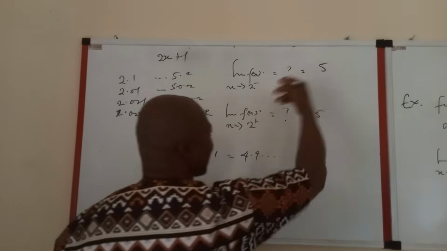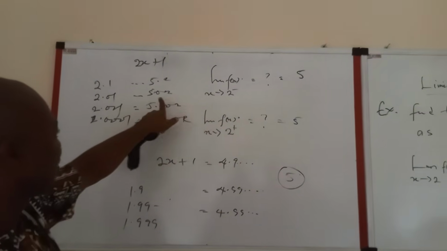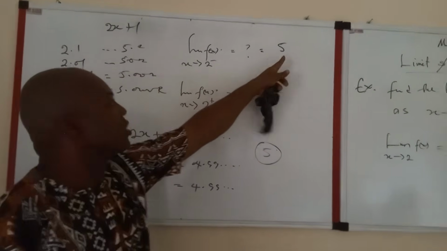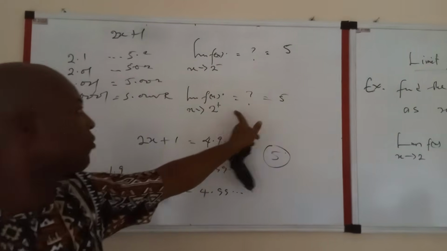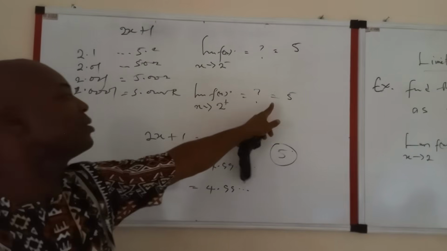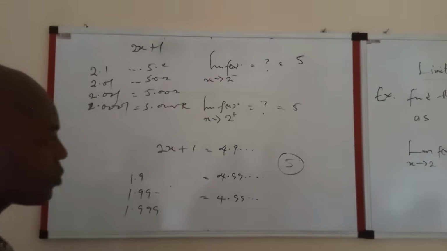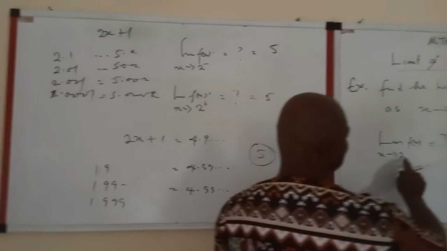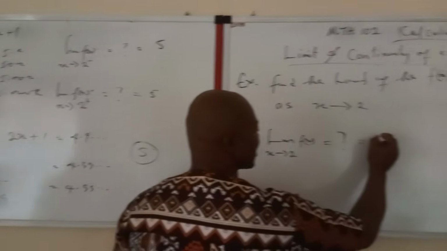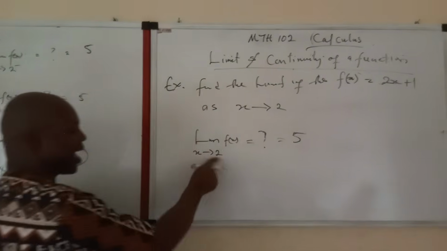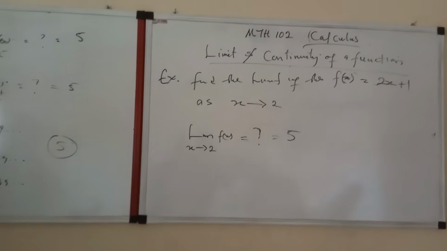So both from the left and from the right, if you use your calculator, you will see the exact answer. You now see that this one from the left is tending towards a particular point, which is 5, and this one from the right is also tending towards a particular point, which is also 5. So after checking the neighborhood of 2, we are saying that f of x is approaching 5 as x tends to 2 from both the left and the right.